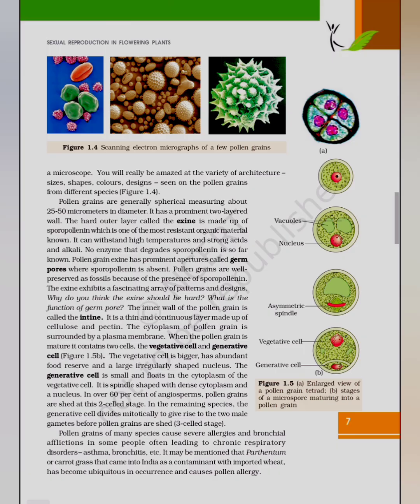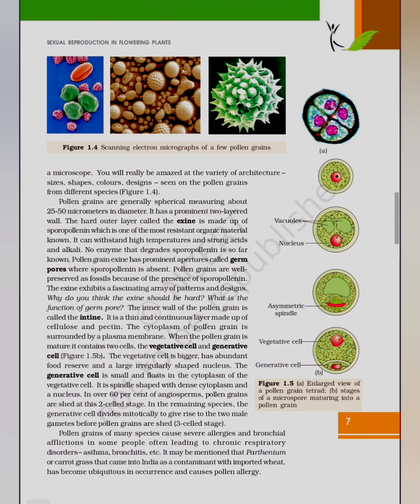The exine exhibits a fascinating array of patterns and designs. Why do you think the exine should be hard? What is the function of the germ pore? The inner wall of the pollen grain is called the intine. It is a thin and continuous layer made up of cellulose and pectin. The cytoplasm of the pollen grain is surrounded by a plasma membrane.